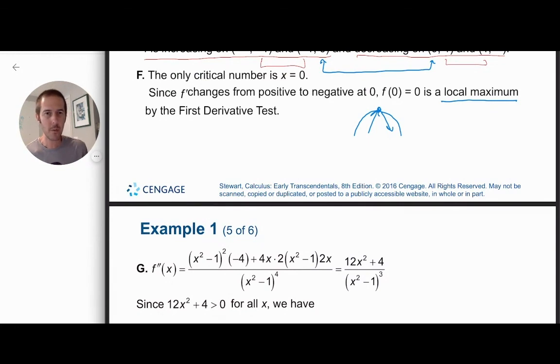Also, the maximum value, or that particular local maximum value, is 0. And we determined that by taking the x-coordinate and plugging it into the original function. So the x-coordinate is when our local maximum occurred, and the y value answers the question, what is that local maximum? Again, when is the local maximum? What is the local maximum?